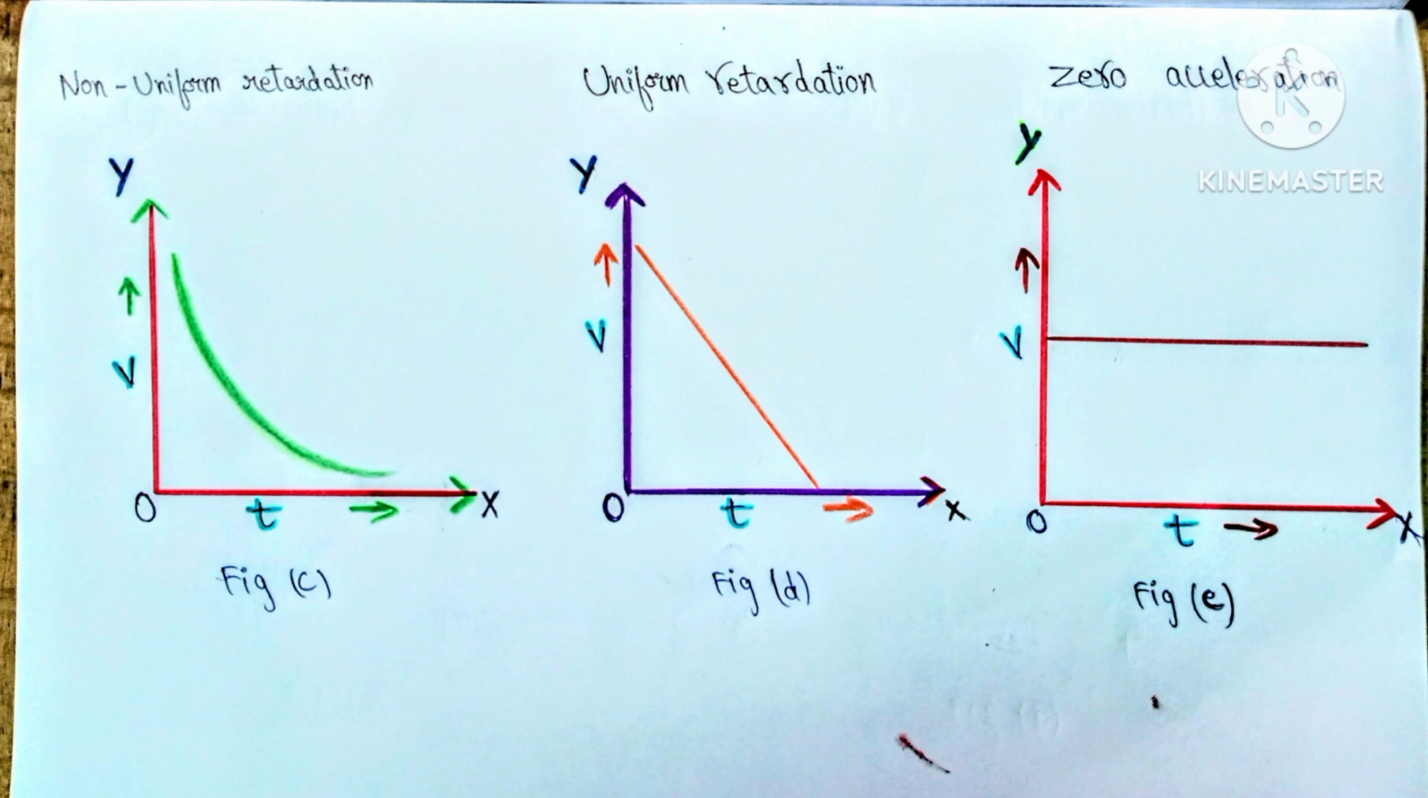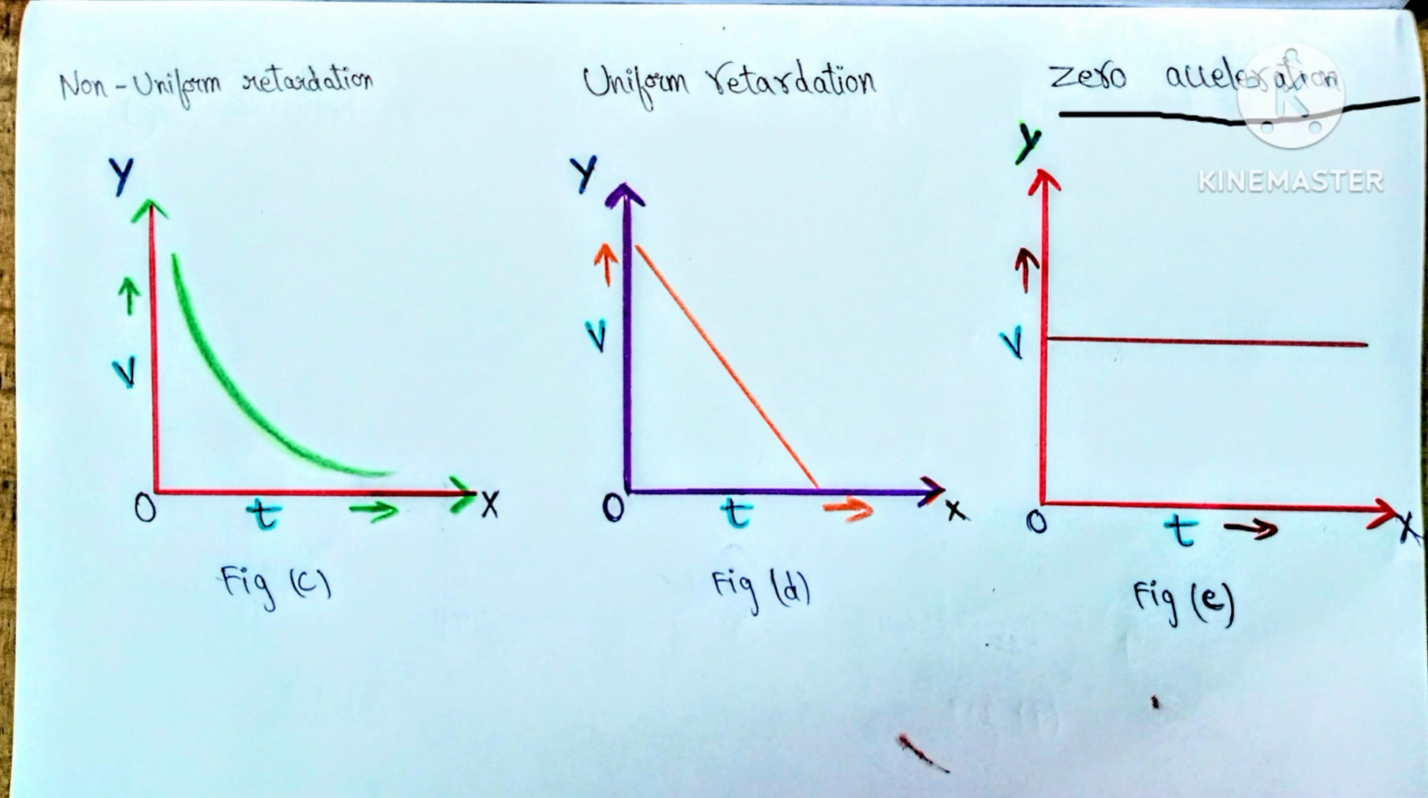In figure D, uniform retardation. This graph is again a straight line but it has a negative slope. So this kind of velocity time graph means that there is a body which is moving with uniformly decreasing velocity. And whenever there is a decrease in velocity, we call it negative acceleration or retardation. So in this case, acceleration is constant. The slope of this line is negative and it is a straight line.